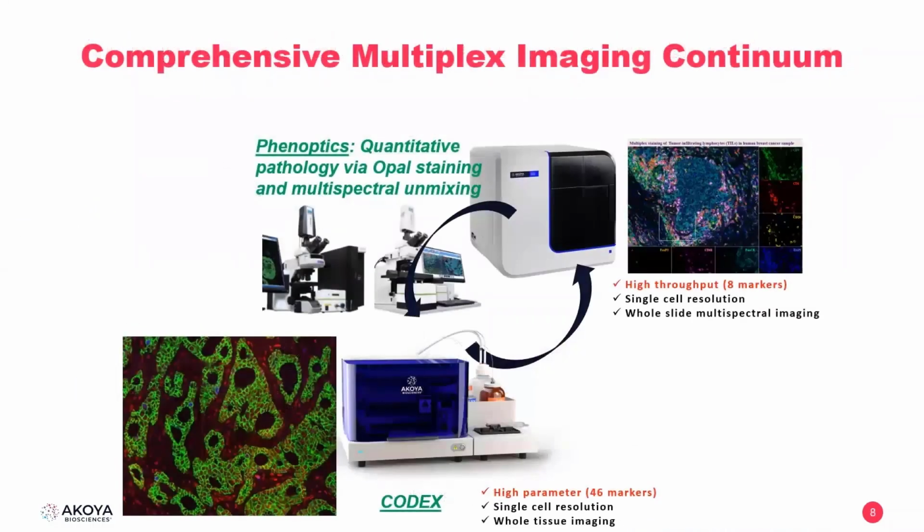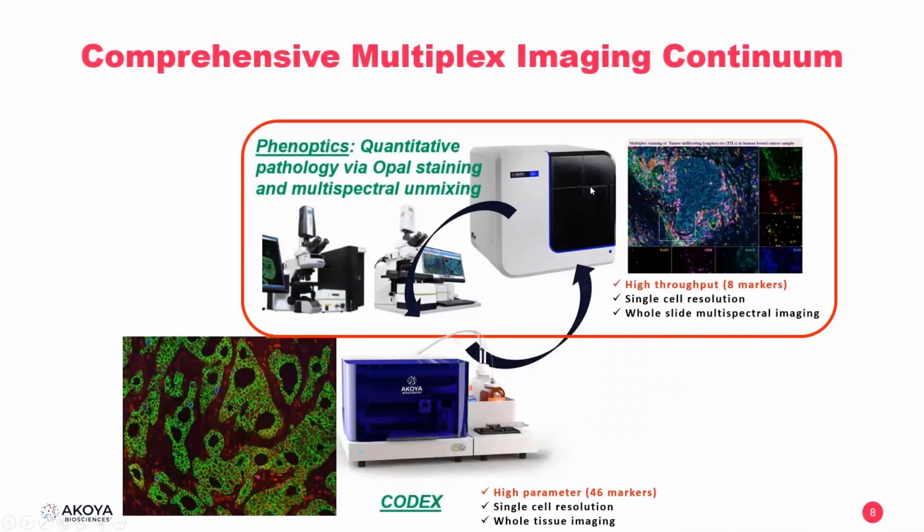Today, I'm going to focus on our Phenoptics instruments, namely the Vector Polaris seen here, which was the platform used by our R&D group to develop the simulated H&E stain that Michael is going to talk about later.